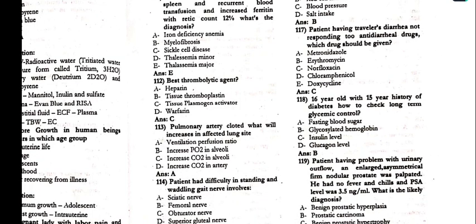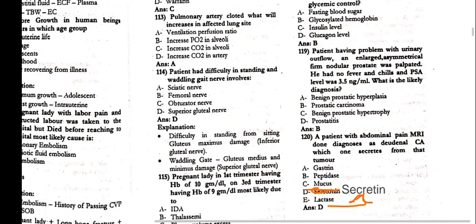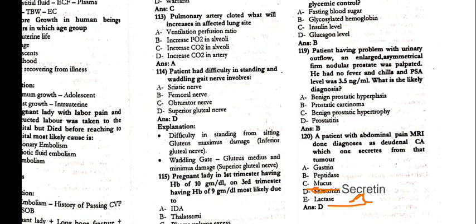117, the patient having traveler's diarrhea not responding to antidiarrheals. Which drug should be given? Ciprofloxacin or fluoxetine. 118, 16-year-old with a 15-year history of diabetes. How to check long-term glycemic control? The glycosylated hemoglobin. 119, the patient having a problem with urinary outflow, and a large, irregular-form, nodular prostate was palpated.